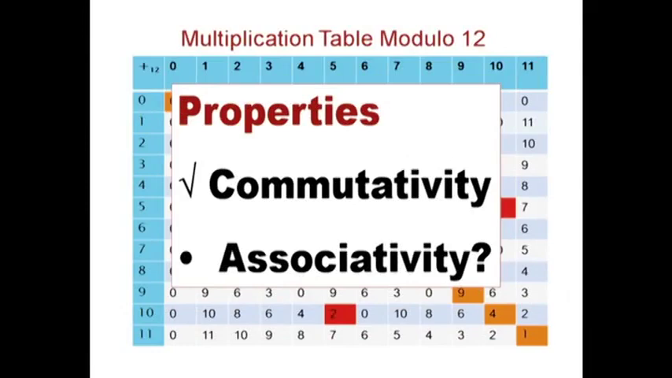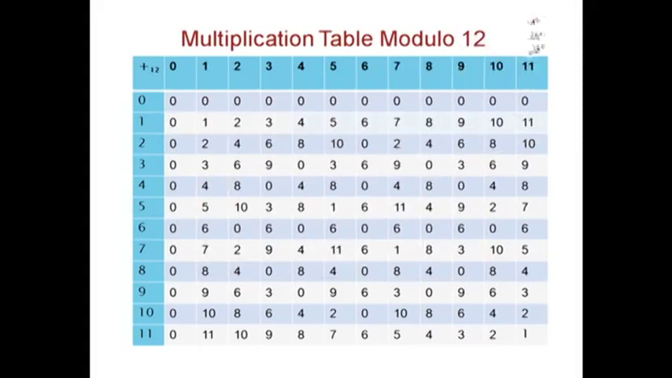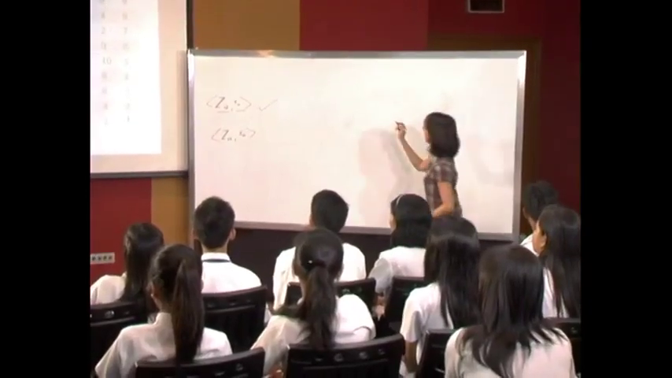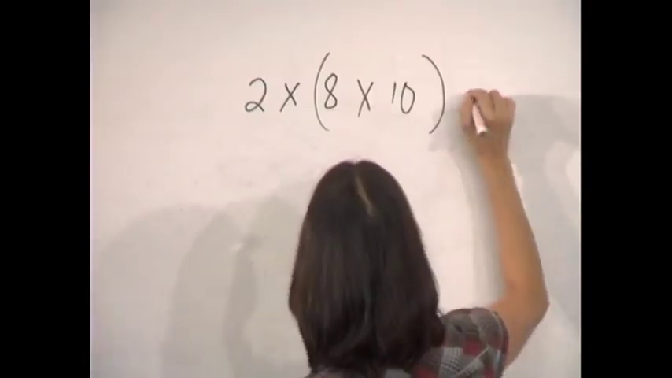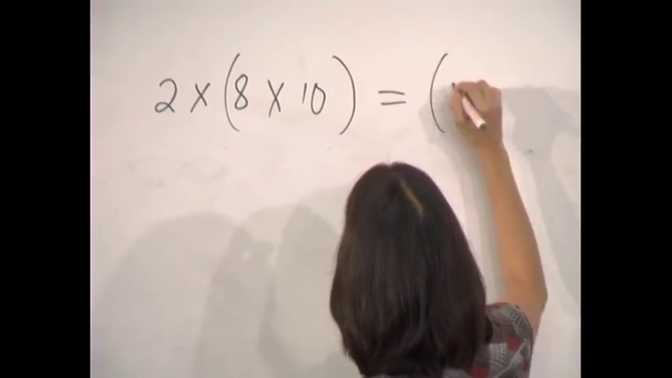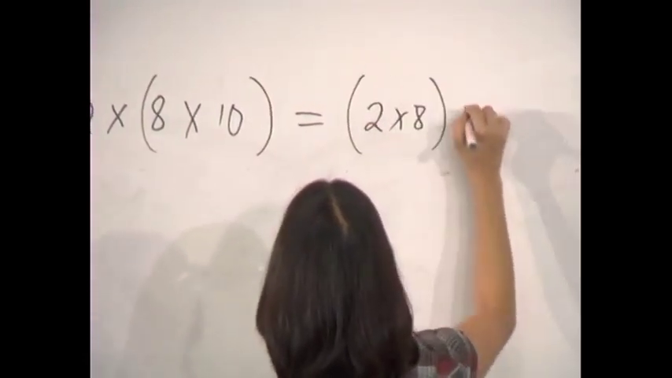How about associativity? Is this table associative? Can you give me 3 elements from the table? Anyone? Yes, Kimberly? 2, 8, and 10. Okay, let's see. Is 2 times the quantity 8 times 10 equal to the quantity 2 times 8, times 10?